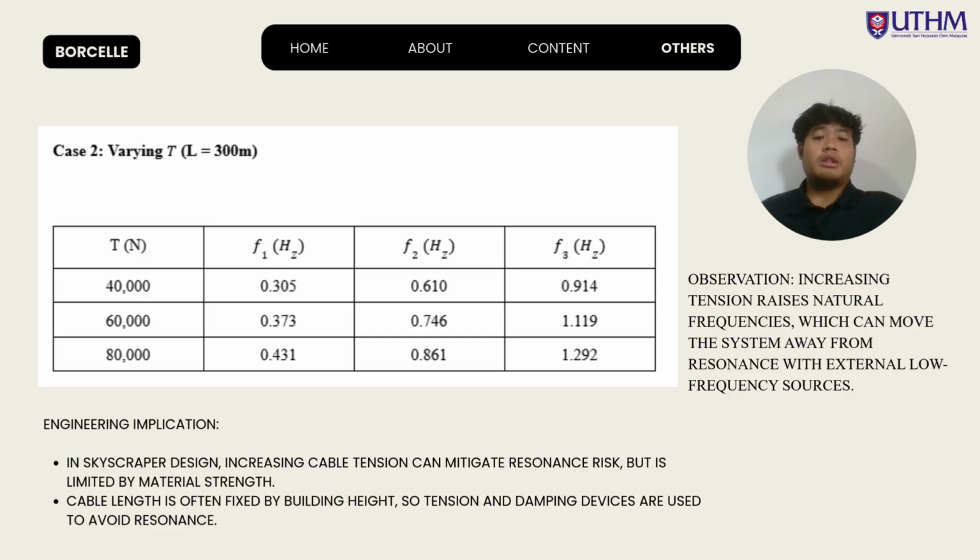For engineering interpretation, from an engineering point of view, cable length is usually fixed by building height, but tension can be adjusted to control vibration behavior. Therefore, increasing cable tension is one practical way to shift the natural frequency away from resonance, improving safety. That's all from me. Thank you very much.